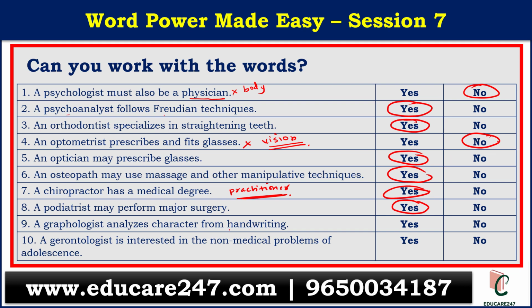Graphologist analyzes characters from handwriting. Definitely yes. A gerontologist is interested in non-medical problems of adolescents. So what is adolescence? You could just think, because adolescent is basically a person who is actually a child, if you remember. So he is actually a teenager. So no, he is attending actually to old people. So I'll say no.